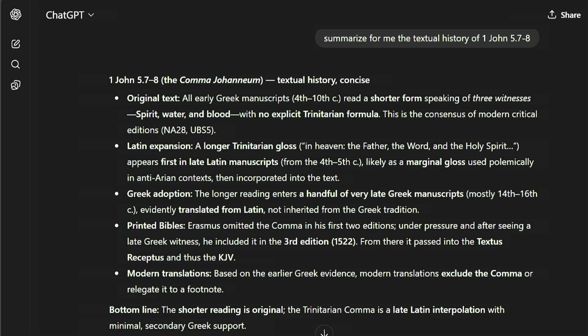Then it talked to me about the Latin, it talked to me about the Greek, it talked to me about printed Bibles and modern translations, and then I got the bottom line, which says, the shorter reading is original. The Trinitarian comma is a late Latin interpolation with minimal secondary Greek support. Boom! So here's my point. It's not that you have to go through all this stuff. Just ask your AI, right? But you still have to be able to understand what the AI is saying.